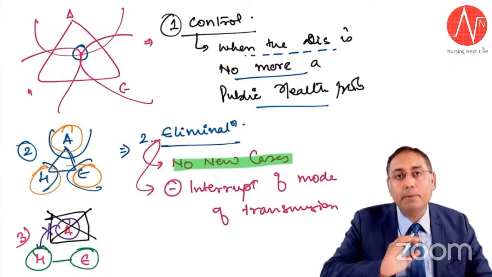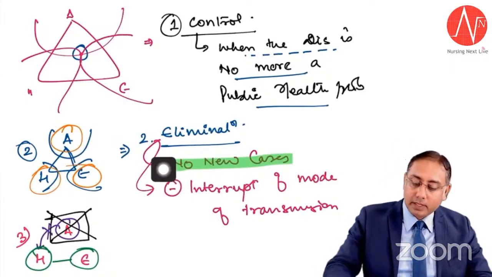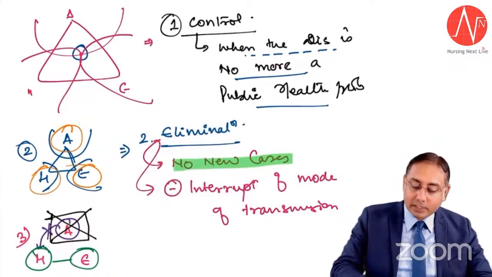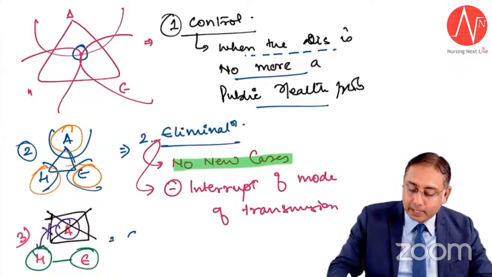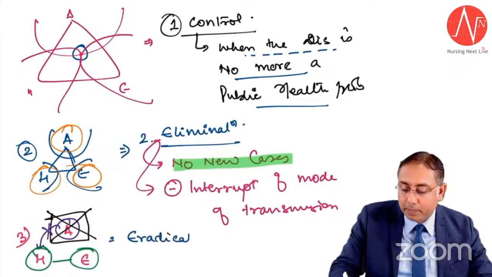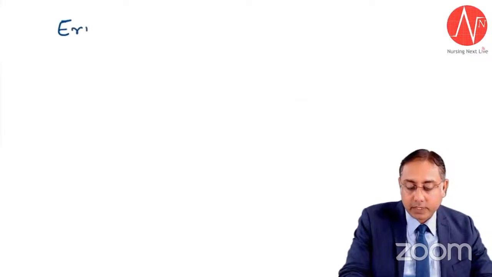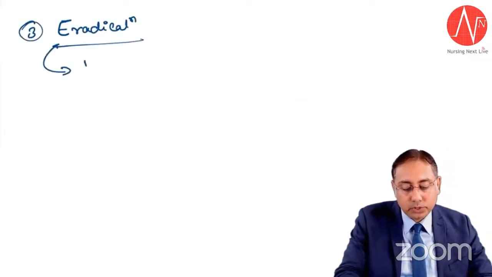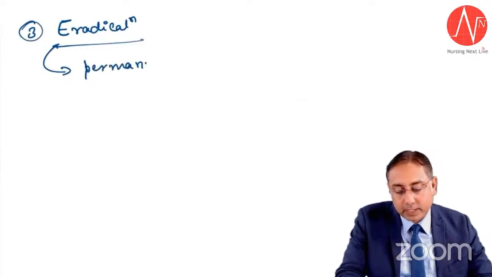This phase is usually a permanent phase. Elimination is a temporary phase, whereas this phase is a permanent phase. This phase is called the eradication phase. MCQ, what do you mean by eradication phase? Please write down. What do you mean by eradication phase? Eradication phase is the last phase. It is usually a permanent phase.